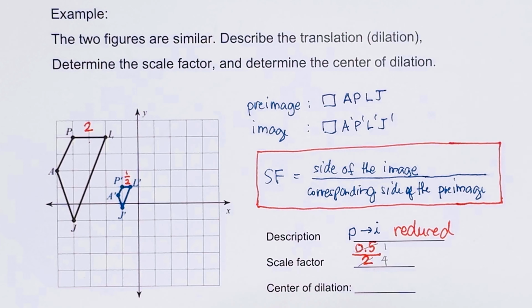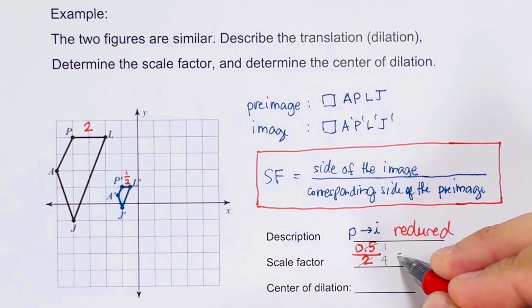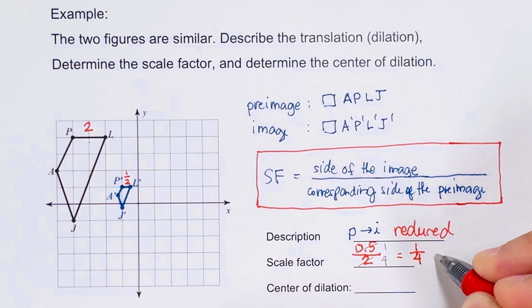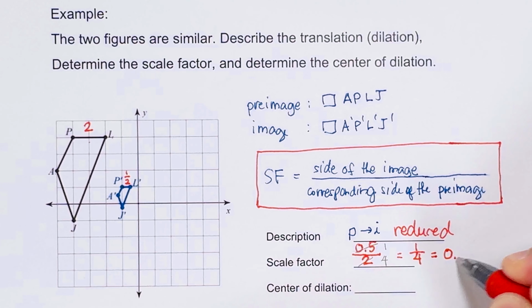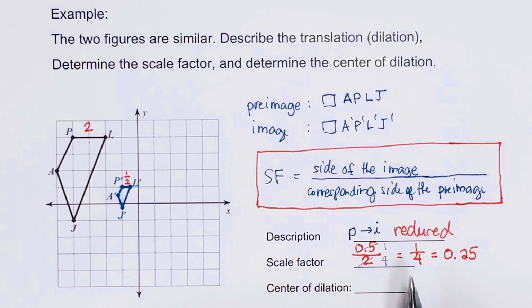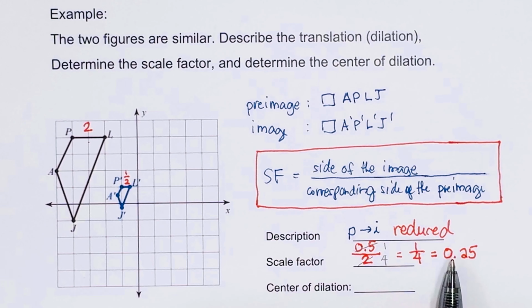So what is our scale factor? 1/4. Or in decimal, what is this equal to? 0.25. Okay? If you use the calculator, 0.5 divided by 2 or 1 divided by 4 is 0.25. That's the reason why, because the rule says that if the scale factor is less than 1, it is reduced. If the scale factor is greater than 1, it is enlarged. So since this is 0.25, it was reduced.